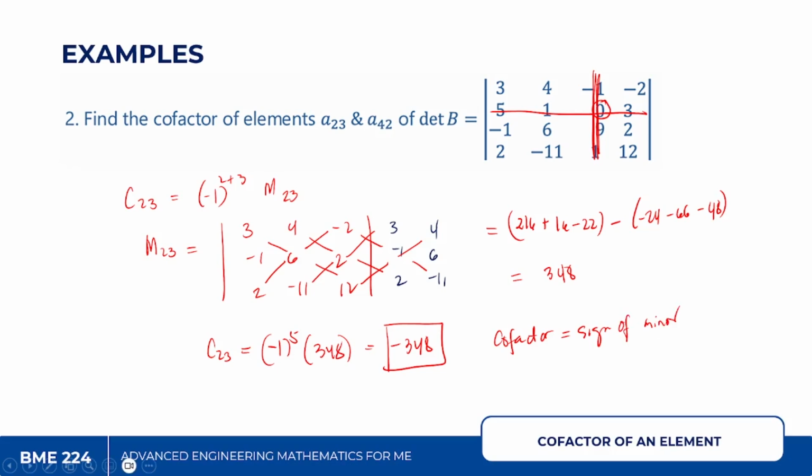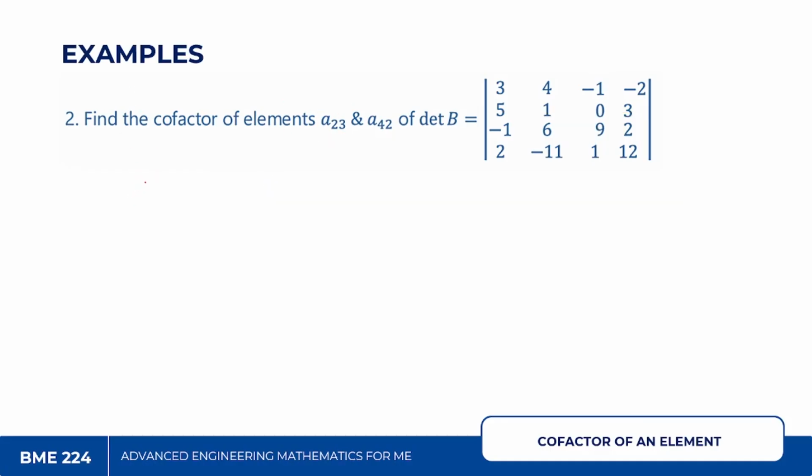Depending on where you take it, it depends on which element's cofactor you want. Okay? To be specific. That is just only for A23, no? How about for A42? That is C42, and that is negative 1 to the power 4 plus 2, then the minor of A42.